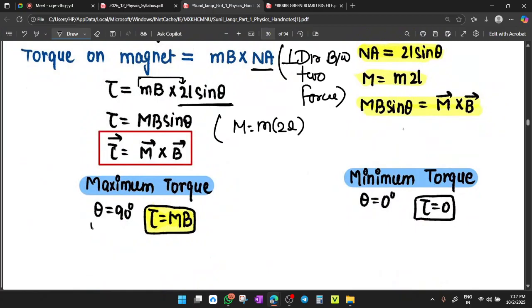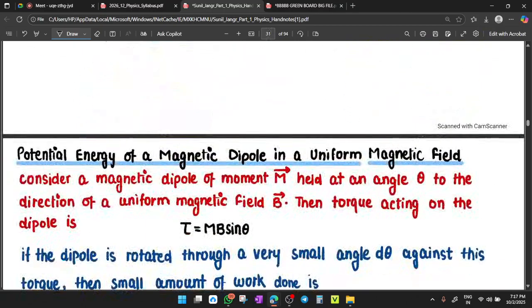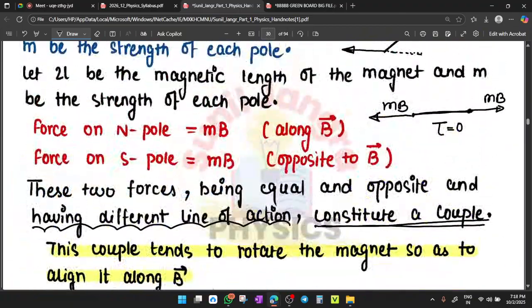For maximum torque, theta equals 90 degrees. So the magnitude of maximum torque can be given as MB. And for minimum torque, theta equals 0 degrees, and at theta equal to 0 degrees, the torque produced is 0, or no torque is produced. Clear? Yes. So this is the complete derivation.